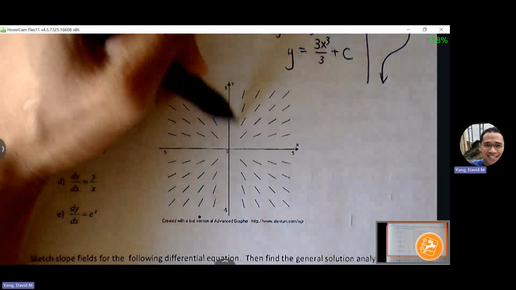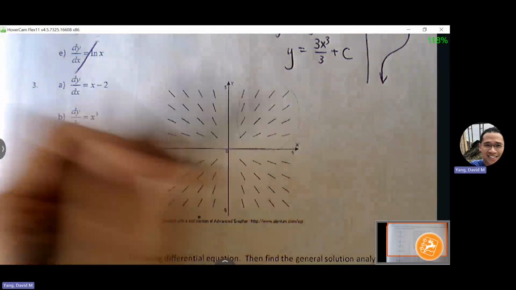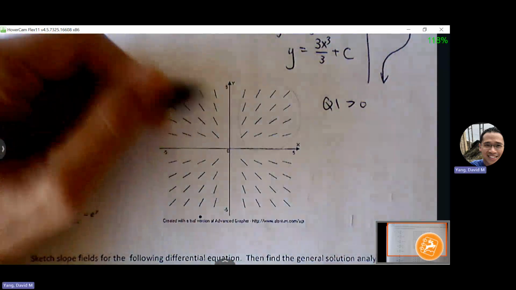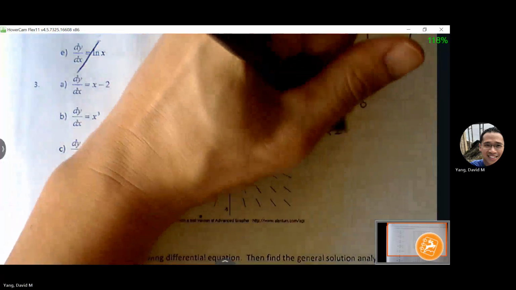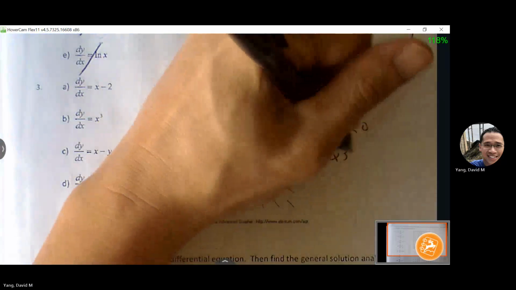They all face the origin. But in terms of positive slope, negative slope, zero slope, what can you conclude? Quadrant 1 is all what? Quadrant 2, quadrant 3, positive, quadrant 4.